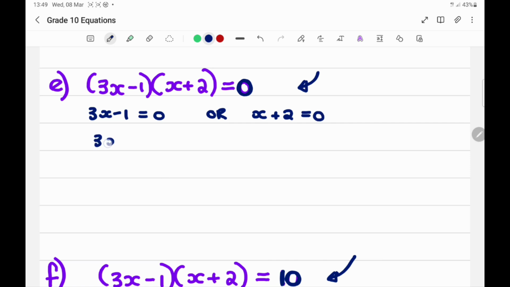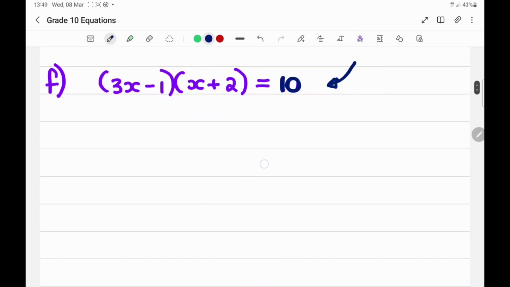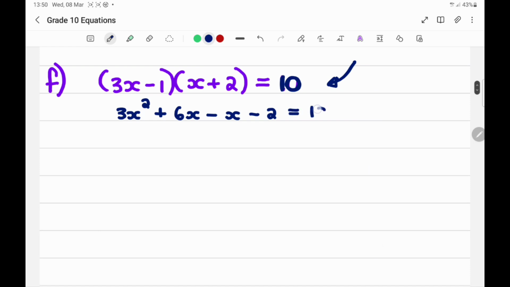And then 3x is equal to 1, or x there is -2. Thus, x is equal to 1 over 3, or -2. Okay, so what do I do with this one? I first need to FOIL out. I need to simplify. I need to go one step back to go 3 steps forward. Okay, so 3x times x is 3x squared, plus 3 times 2 is 6x, minus 1 times x is x, minus 1 times 2 is 2, is equal to 10.